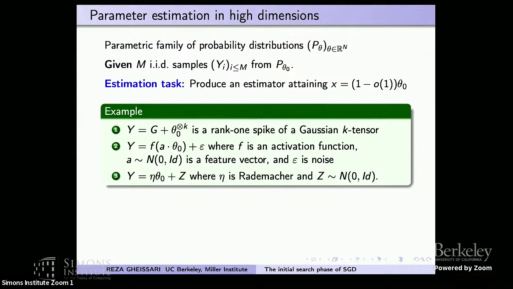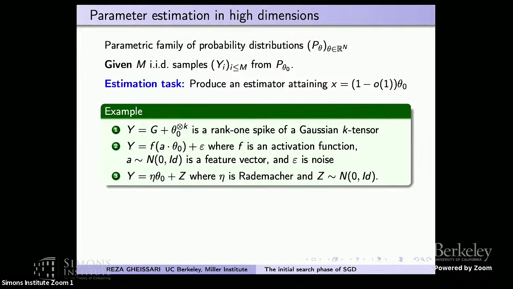Another framework you can think about is a mixture of two Gaussians, let's say. So here eta is just a plus minus 1 with probability half-half, let's say. And so you either get theta naught plus some centered Gaussian or minus theta naught plus some centered Gaussian. And you're trying to recover this vector theta naught. Okay, so pretty general framework.